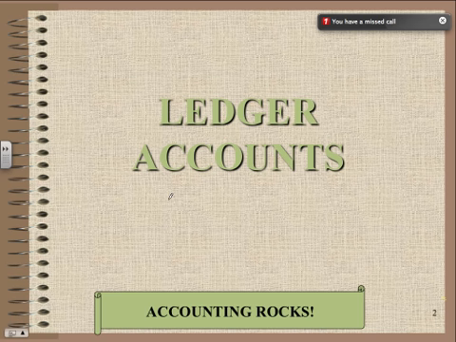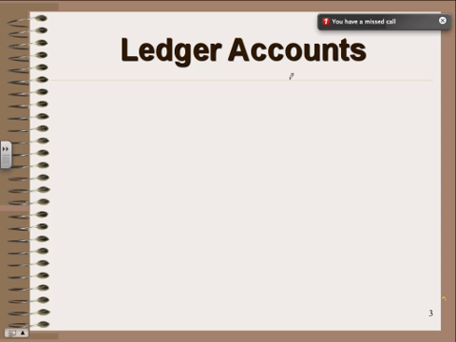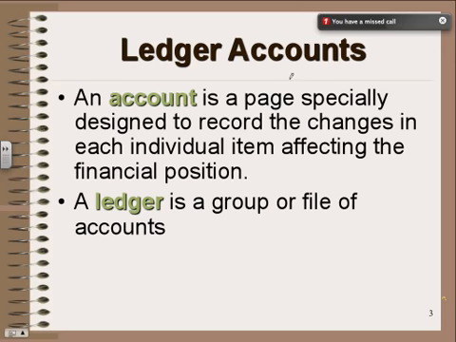Ledger accounts. Let's talk about the accounts first. An account is a page specially designed to record the changes in each individual item. And what I'm talking about here are our actual accounts that we've been using so far: cash, supplies, accounts receivable, and so on. And as you know, every business transaction, some of these accounts change. So a ledger account is this page that records each of those changes.